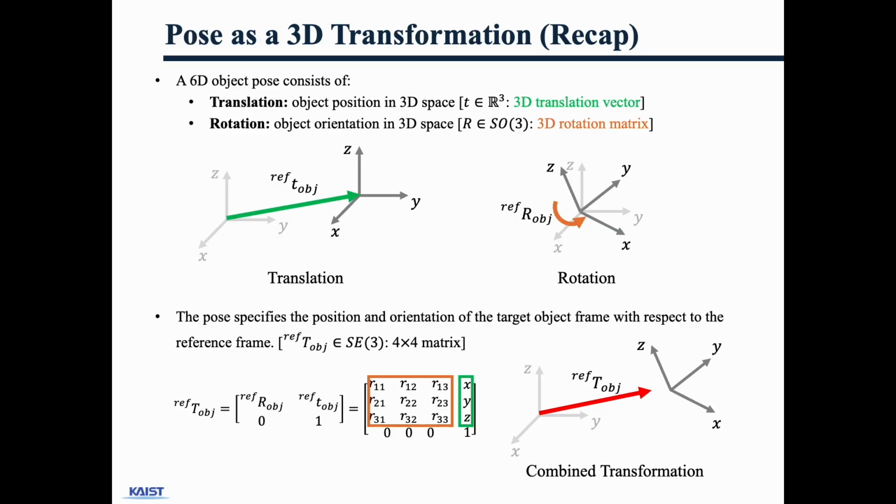We combine the rotation matrix and the translation vector to form a single 4x4 transformation matrix. This matrix belongs to the special Euclidean group SE3.